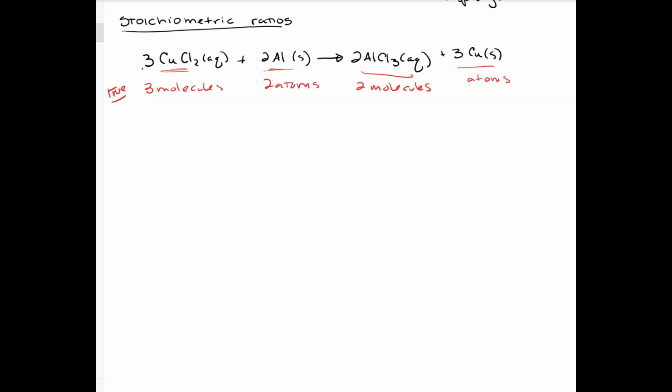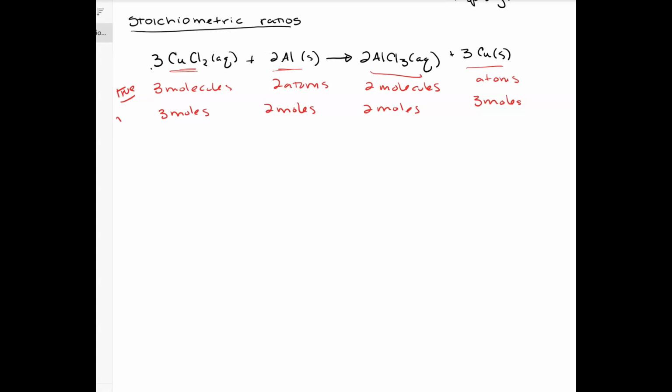We could also say that it's 3 moles of copper 2 chloride reacting with 2 moles of aluminum, creating 2 moles of aluminum chloride and 3 moles of copper. That would be true.